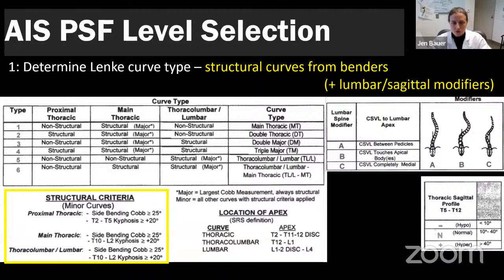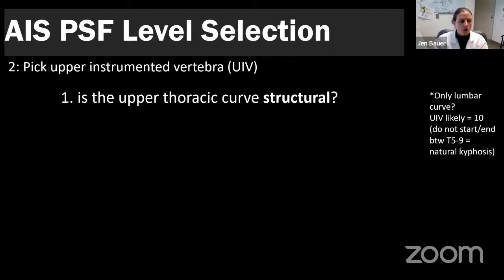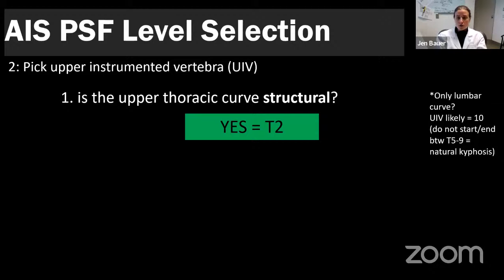And I can briefly go through how we do that. Once you decide what the structural radiographs are, then you decide, okay, what's the top level we should go to? And this is mostly, we're talking about a thoracic curve. The answer is pretty simple. Is the upper thoracic curve structural, meaning it doesn't bend out to less than 25, and there's kyphosis of at least 20 degrees? Then you go to T2. That's where you start.